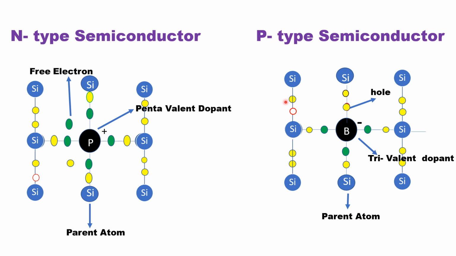As holes are created by acceptor impurity atoms and thermal generation, holes are the majority carriers in P-type semiconductor and electrons are the minority carriers in P-type semiconductor.